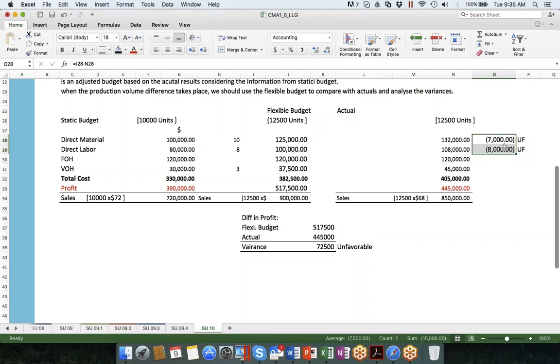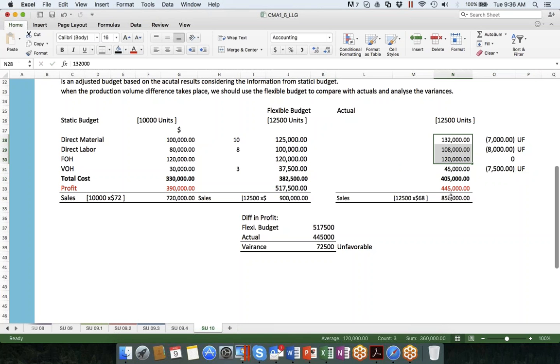So far you found a difference of 7,000 and 8,000 in direct material and direct labor because you spent more here. Okay. Now fixed overheads, 120, 120. Let us assume that the amount is maintained the same, 120, as in the static budget. So there is no variance here. Nothing. Zero. Now, coming to variable overheads, 37,500 was supposed to be the amount, and what you spent was 45,000. So 7,500 again unfavorable. Okay, unfavorable variance of 7,500.